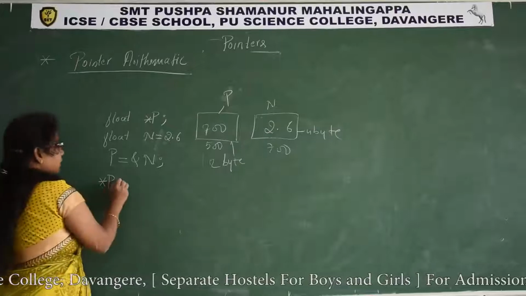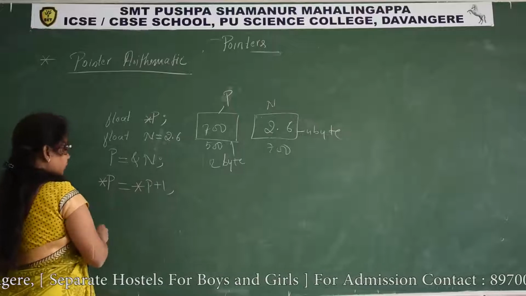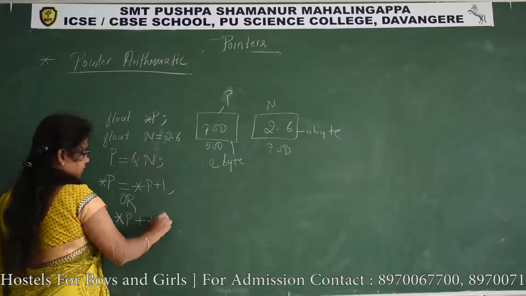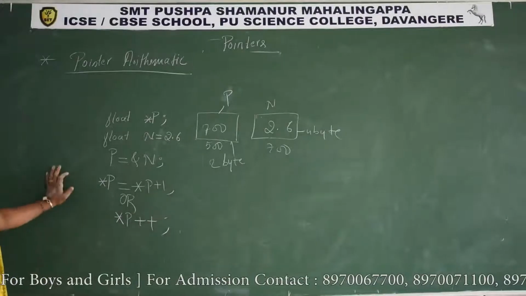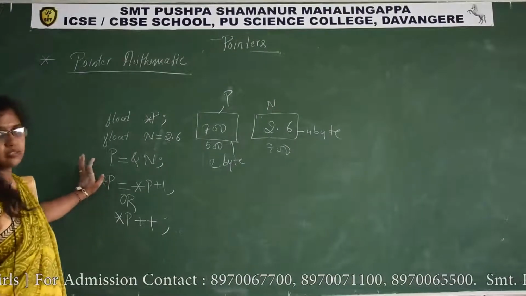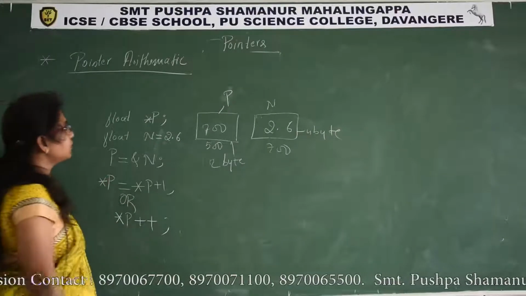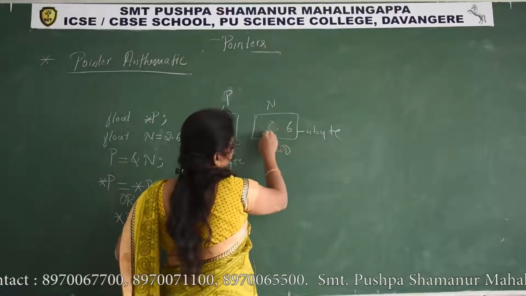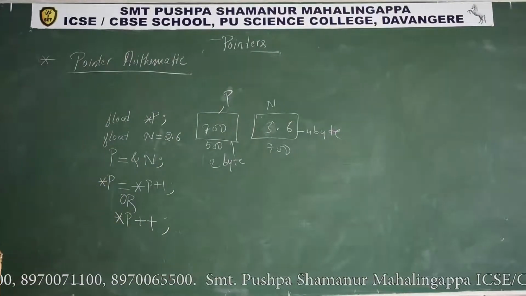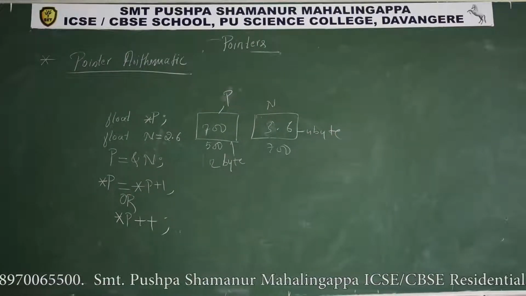Star p is equal to star p plus 1, or you can write star p plus plus. Star p is nothing but n. P means address of n, star p means content of n. So here star p plus plus means the n value will be modified, 3.6. So using a pointer we can modify the content of a variable that is pointed to by that pointer.